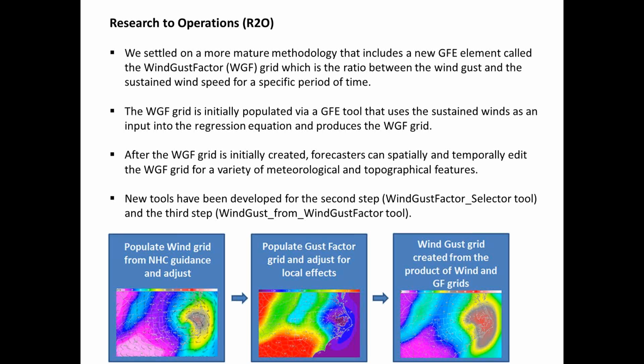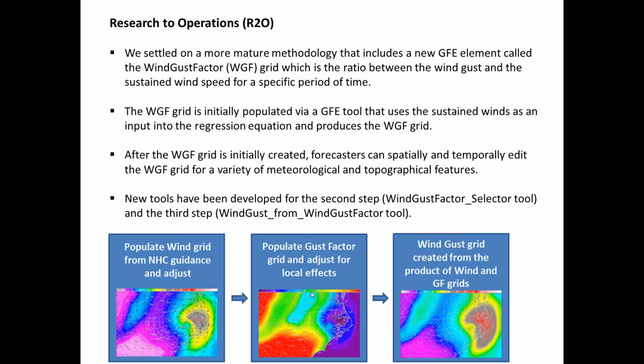And the way we create the wind gust factor grid initially is once the sustained winds in GFE have been created by the forecaster and are okay, the forecaster can use a tool which will populate the wind gust factor by using that regression curve we saw earlier. So depending on what the wind speeds are at a specific grid point, it will match the regression curve and output the gust factor.